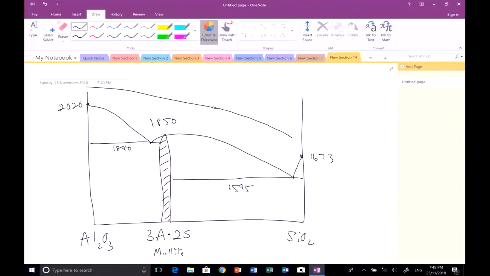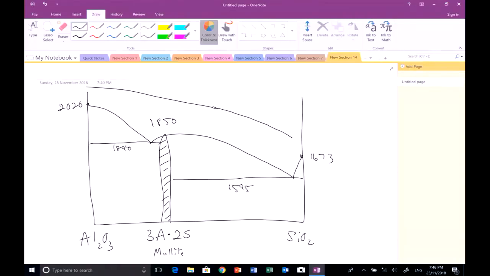So mullite is not an easy phase to form, but if you do get it, it's quite stable. And mullite's a really attractive phase. It's stable in oxidizing and reducing atmospheres, has a low coefficient of thermal expansion, so it doesn't have thermal shock problems, it's very corrosion resistant, it's high strength, it's low density. It's a really attractive product.